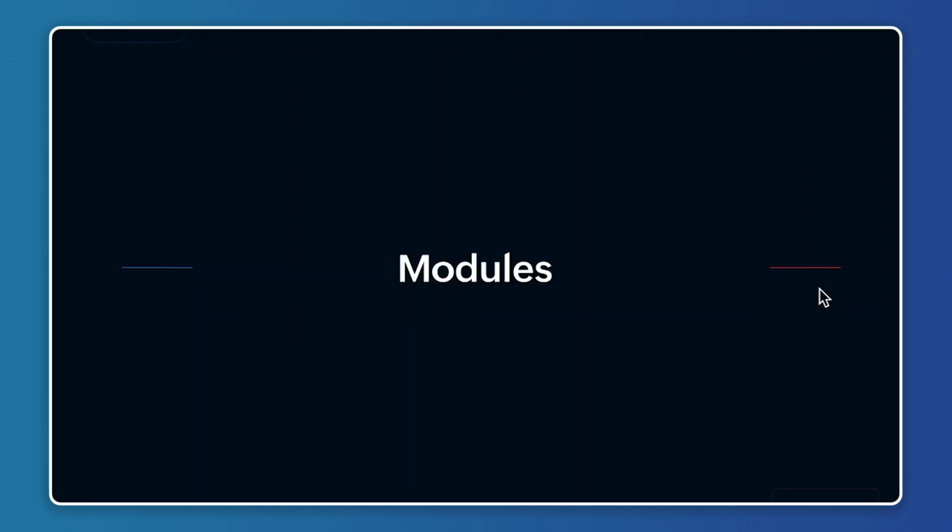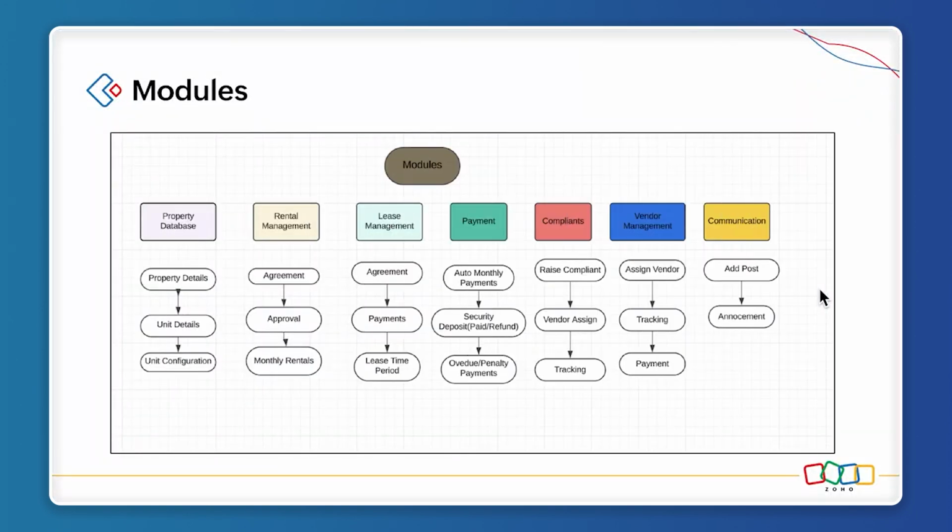Now let us move on and understand the modules that we have used to develop this solution. First, we have the property database. This is where I, as an owner, maintain all of my property details along with the unit details. Each property contains different units, and all that unit information I'll be maintaining here. Then the rental management module, where I'll be creating all my rental agreements, handling the approval process, and generating the monthly rental payments.